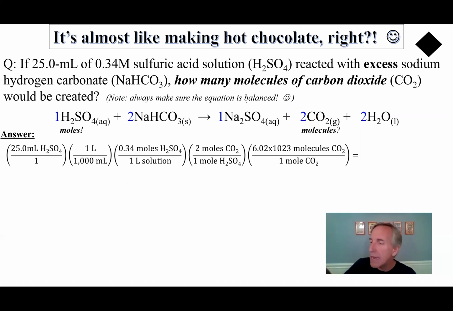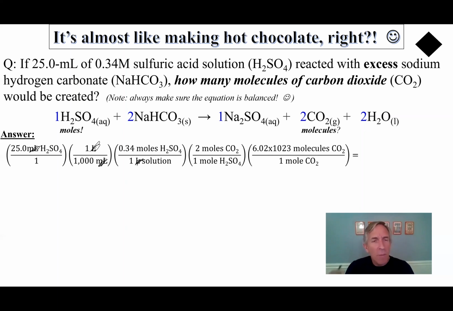So notice here, I even put in the unit of milliliter conversions so that I can change that to liters, so that I can cancel the molarity's liters of solution with the liters in the problem. A lot of you will try to just take that out, do it in your head, not show it.